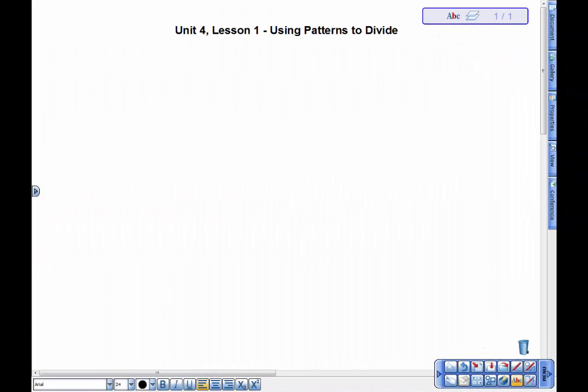Hello, hello. It is your friendly neighborhood math teacher, and today we're going to cover Unit 4, Lesson 1, which is using patterns to divide. This lesson is actually really easy because it's going to focus on the basics of what we need for this unit, which is dividing numbers that are multiples of 10, dividing numbers that have zeros in them.